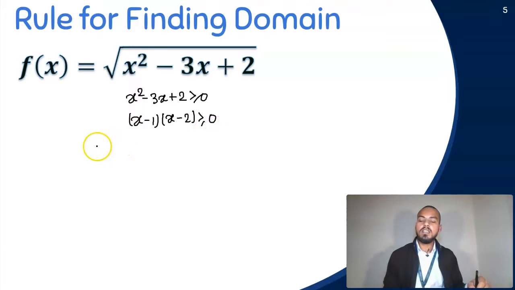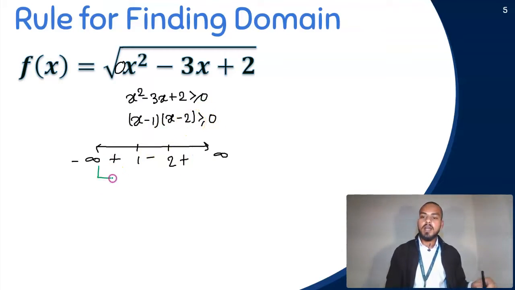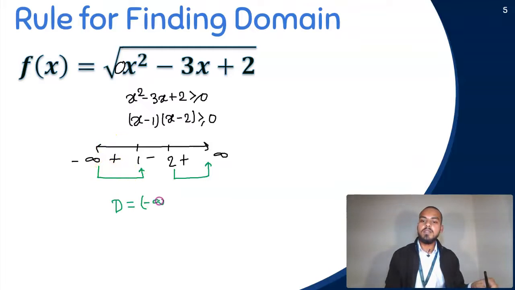And if you find a sign scheme for this, that is x = 1 and x = 2, so this is from minus infinity to plus infinity, with 1 and 2. You can see here the coefficient of x² is positive, so this interval is negative, and here each root is a single time repeated, so the sign alternates. According to this condition, you can see that minus infinity to 1 is positive and 2 to infinity is positive. So what is the domain for this function? Minus infinity to 1 union 2 to infinity.